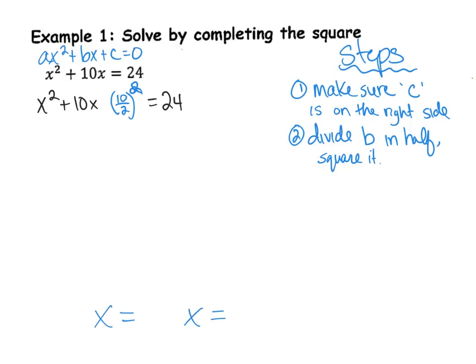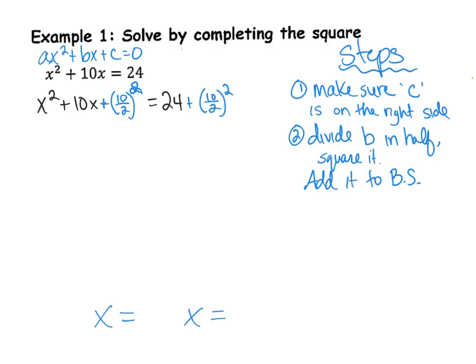Okay, you're also going to add that to both sides. So this 10 over 2 squared, you're going to add it to the left side and you're going to add it to the right side. And the reason that you have to add it to both sides is because I need to create a trinomial on my left. And remember the property of equality, whatever I do to one side, I have to do to the other. So I need to make sure that I'm fair on both sides.